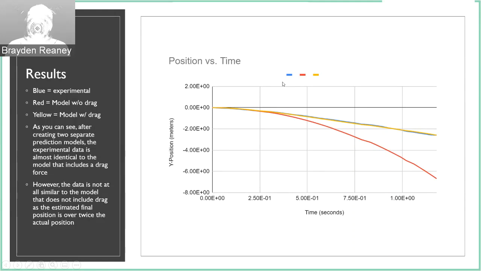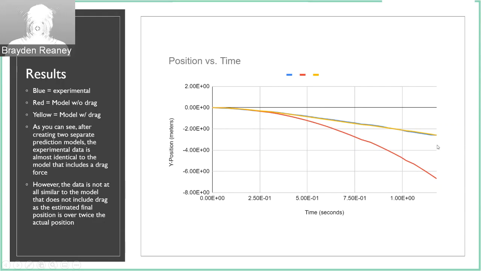The blue is the experimental, the yellow is the model with the drag, and the red is the model without the drag. And you can see the model with the drag and my experimental positions were very similar. This is one because I tried to make it that way, but two, they stay on a very similar path this whole time. It's not just the endpoints, which I was able to fix, that are very similar.